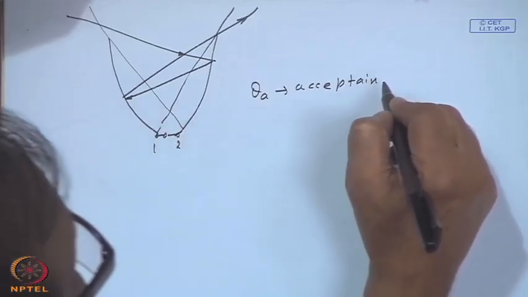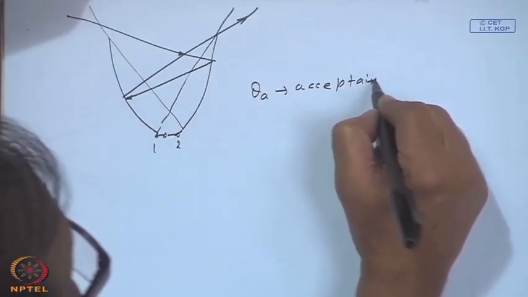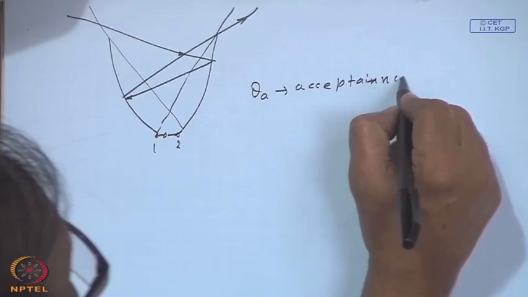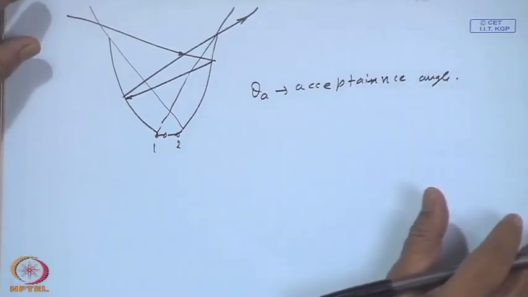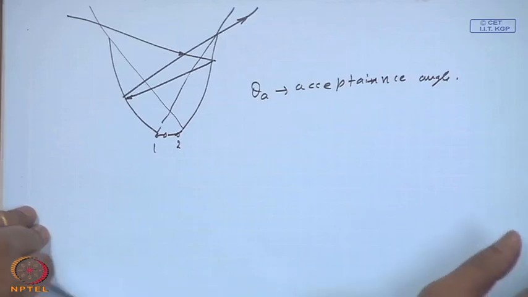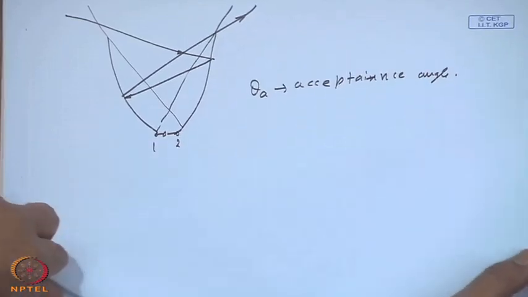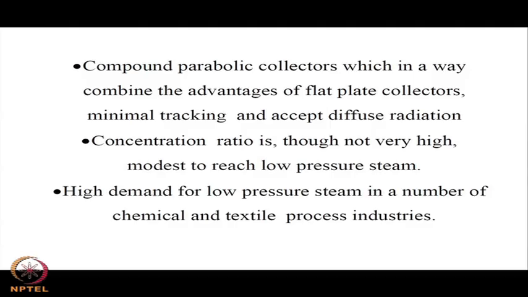So, acceptance angle. So that is the significance of the acceptance angle, so that you will know that any solar radiation ray coming beyond that will not be focused onto the focal point 1 or focal point 2.